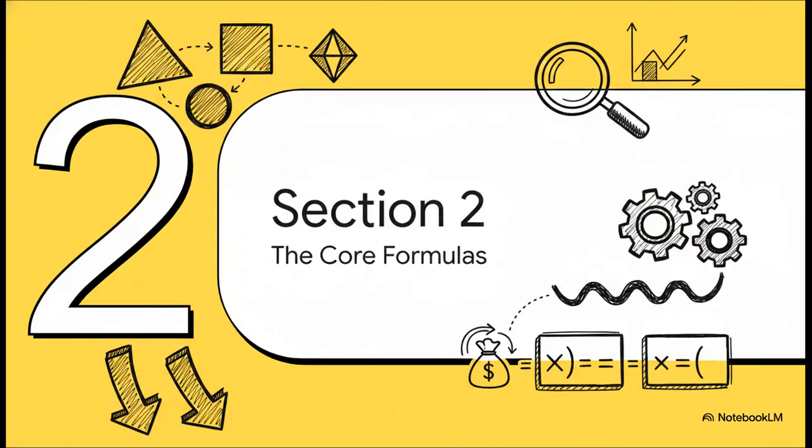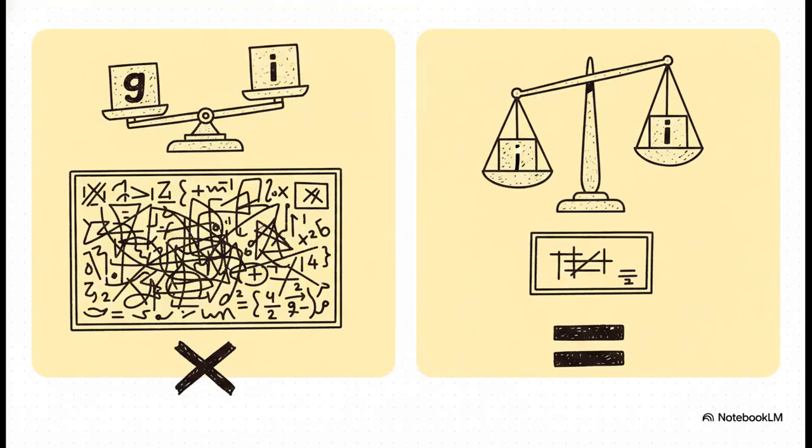Now we know what it is, let's get to the how. We're moving into the actual tools you're going to need to calculate the present worth of these series, and it all boils down to two main formulas. The key to solving these problems is understanding the relationship between two numbers: G, our growth rate, and I, the interest rate. You always have to ask, are they different or are they the same? Your answer tells you exactly which formula to grab.